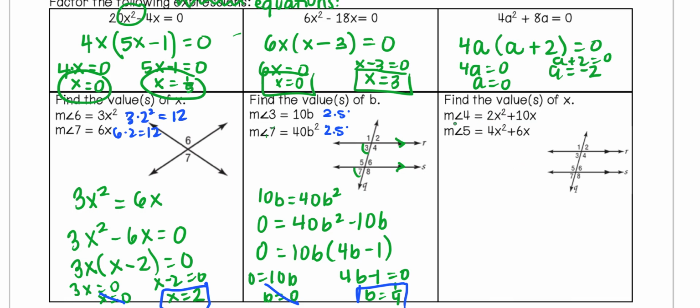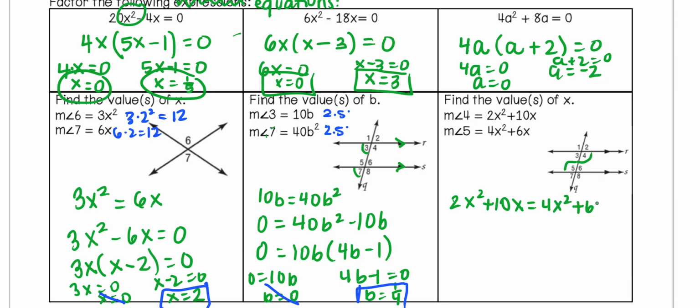So in this last one, we have angle 4 and 5 on these parallel lines. When we look at angle 4 and 5, they're on opposite sides of the transversal, and they're on the inside of the parallel lines. So these are alternate interior angles. Alternate interior angles will always be congruent when the lines are parallel, so we can set these two expressions equal to each other.